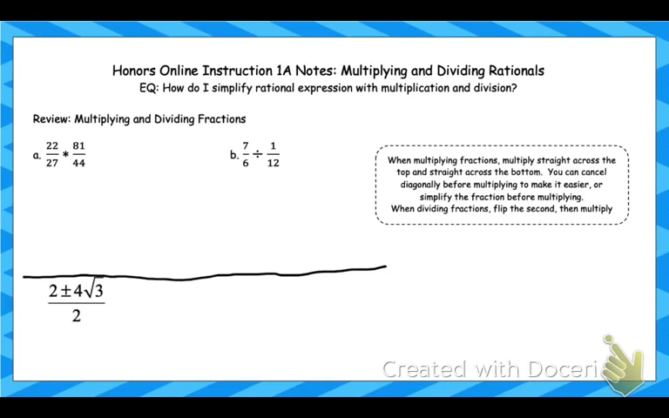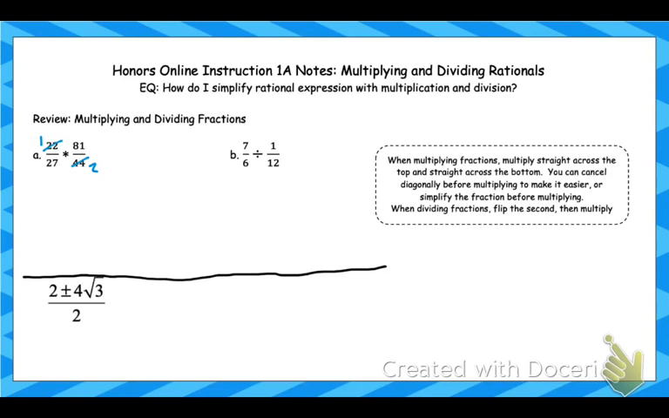When you multiply fractions, you multiply straight across the top and straight across the bottom. What can make your life a little bit easier sometimes is if you cross-simplify. If I actually do 22 times 81 and 27 times 44 and simplify, I'm going to get the same answer. Those are some pretty large numbers to work with, so I'm going to simplify diagonally before I get started. 22 and 44 are both divisible by 22. I also can simplify 81 and 27.